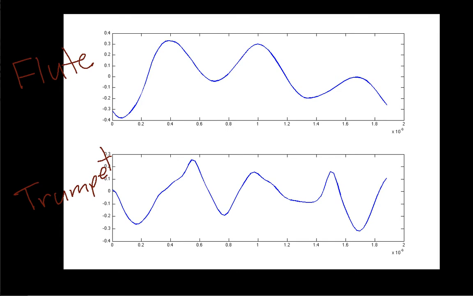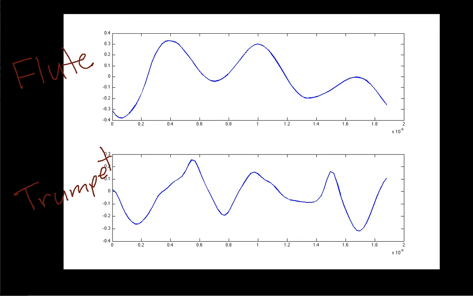Now, both of the instruments were playing the same note, which means that they were both playing at the same fundamental frequency. The Fourier series will help us understand why, even though they were playing the same note and at the same fundamental frequencies, they sound different.